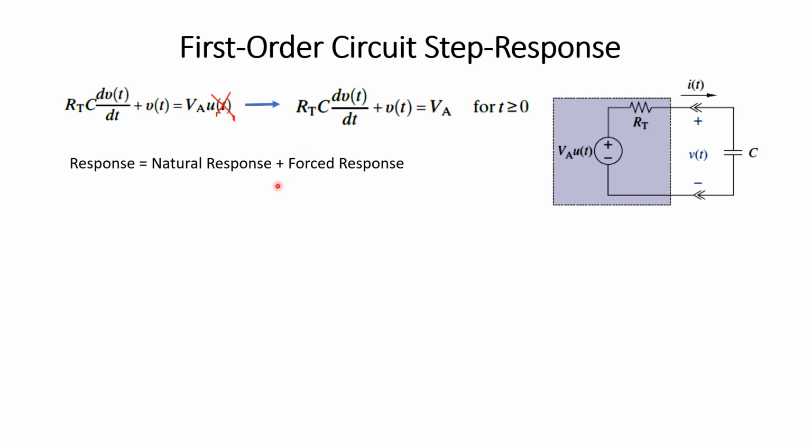And the forced response, this part of the response is due to the forcing function. This is the forcing function or excitation. As the circuit is linear, the response will be the sum of these two. Total response will be the sum of these two.